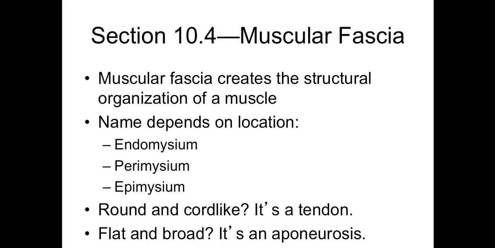If it is round and cord-like, it's a tendon. If it's flat and broad, it's an aponeurosis. Some textbooks use the phrase myofascial unit to replace muscle. One of the advantages of this approach is that it combines the muscle with its fascia.